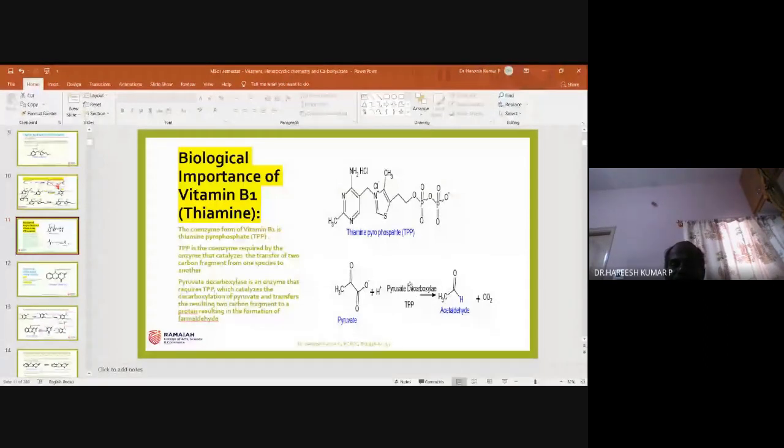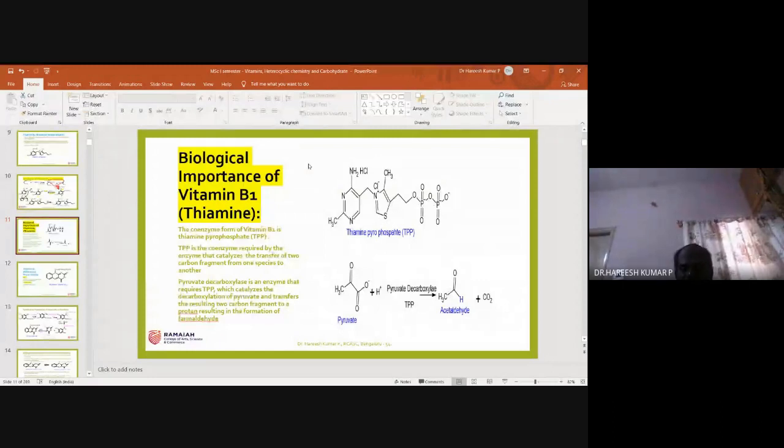Pyruvate decarboxylase is an enzyme. That enzyme catalyzes with the help of a coenzyme. The coenzyme is TPP. TPP means thiamine pyrophosphate. Thiamine pyrophosphate is a coenzyme, and vitamin B1 is the precursor for it. Okay, so this much information is enough for the biological importance of vitamin B1.